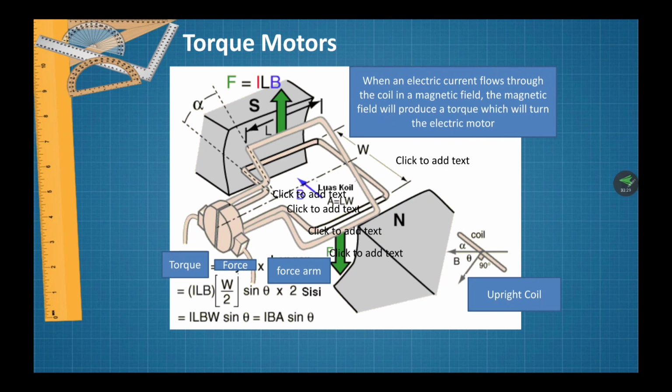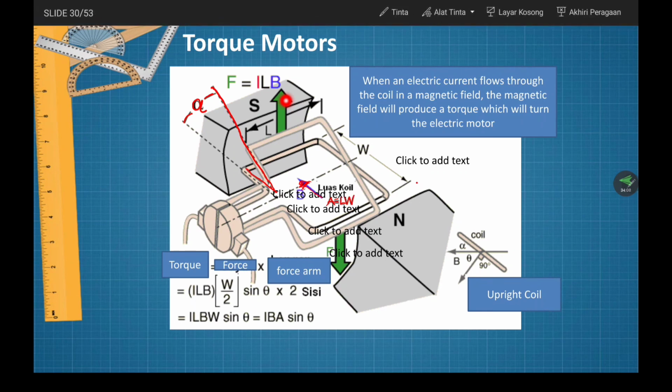Now we can see in here, this is the first state and this is the next state. They give a movement that differs by alpha degrees of movement. And then we can see that the area of the coil is defined by A equals L dot W.